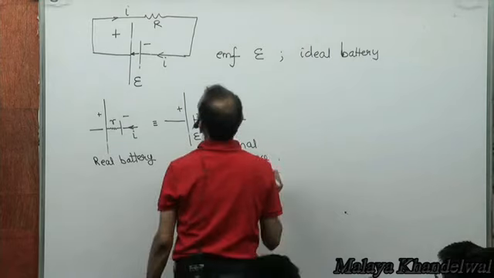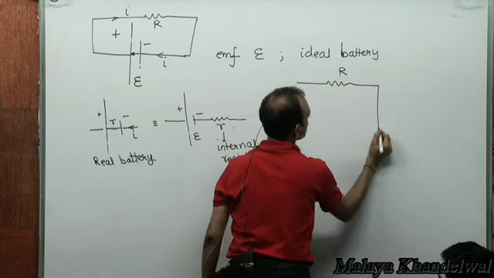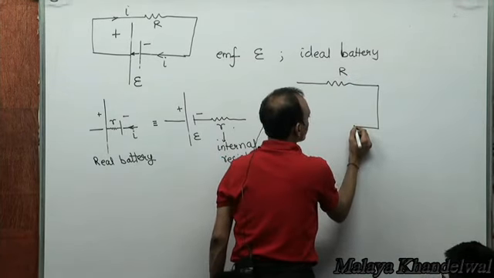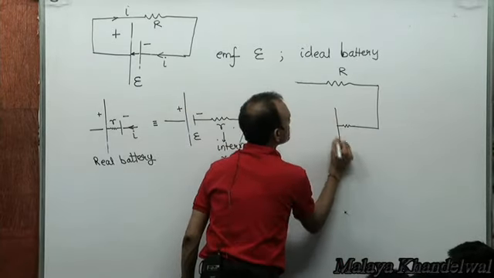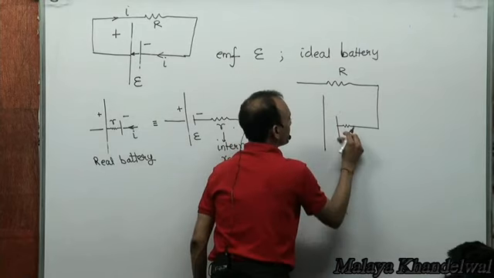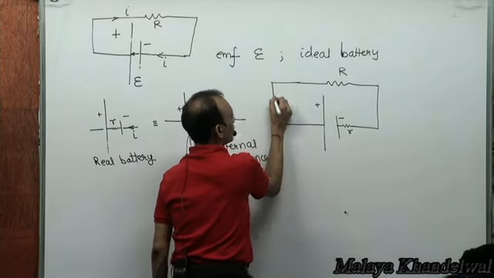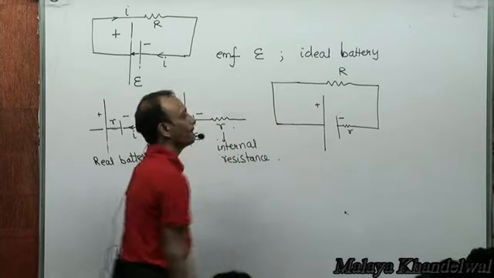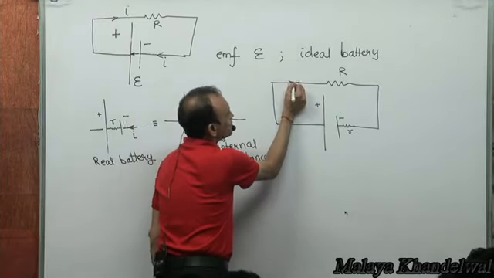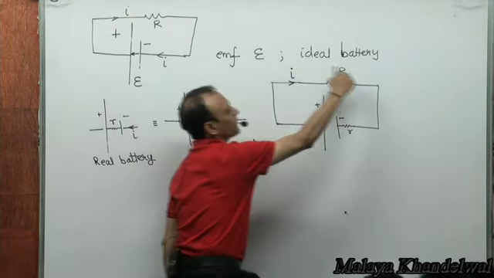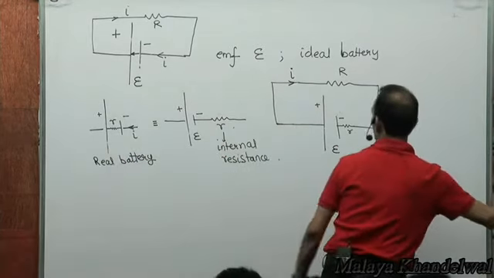So, if I'm talking of a circuit like this, then this battery, which was a real battery, could be replaced by an ideal battery and an internal resistance small r. This is the scenario. Right? Now if I have to find the current through the loop, then I apply KVL to the loop.